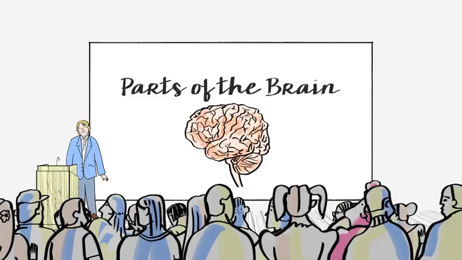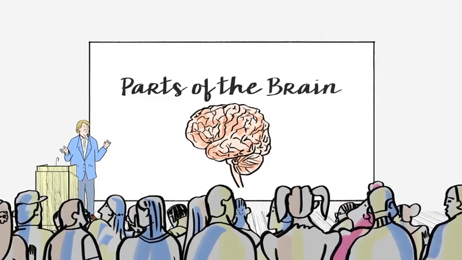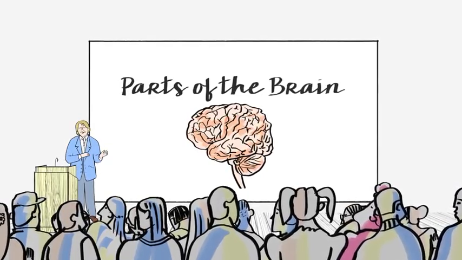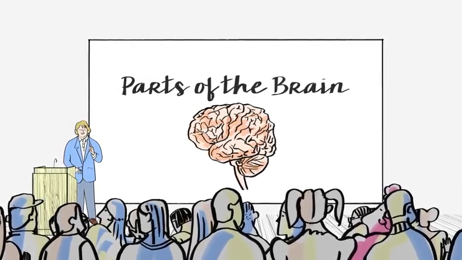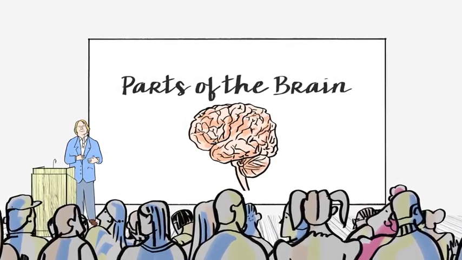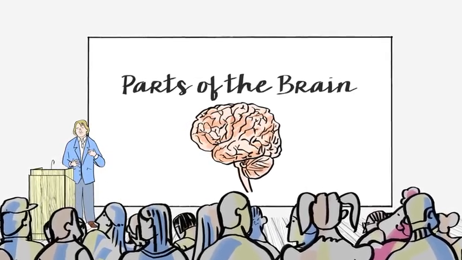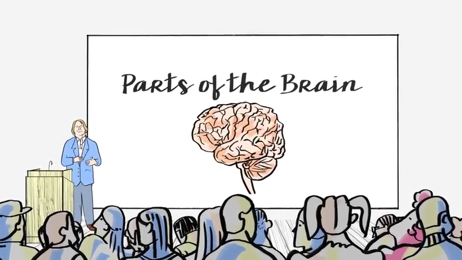So let's talk about the different parts of the brain and what they do. Parts of the brain are functionalized for different purposes. They do different things, which is why damage to different parts of the brain has different effects. It's why when you look at an fMRI scan or a PET scan or some sort of thing that records neural activity, you could figure out based on the location of the activity what's going on.